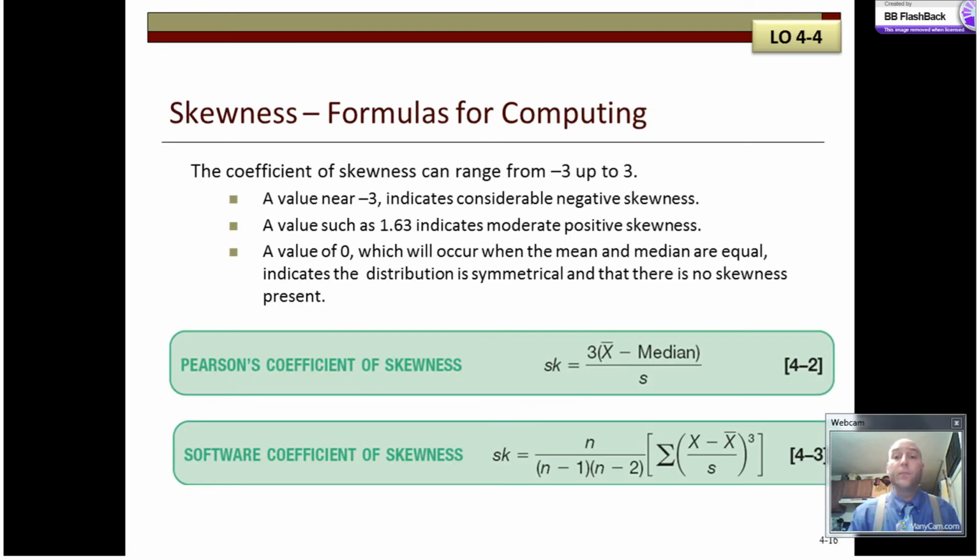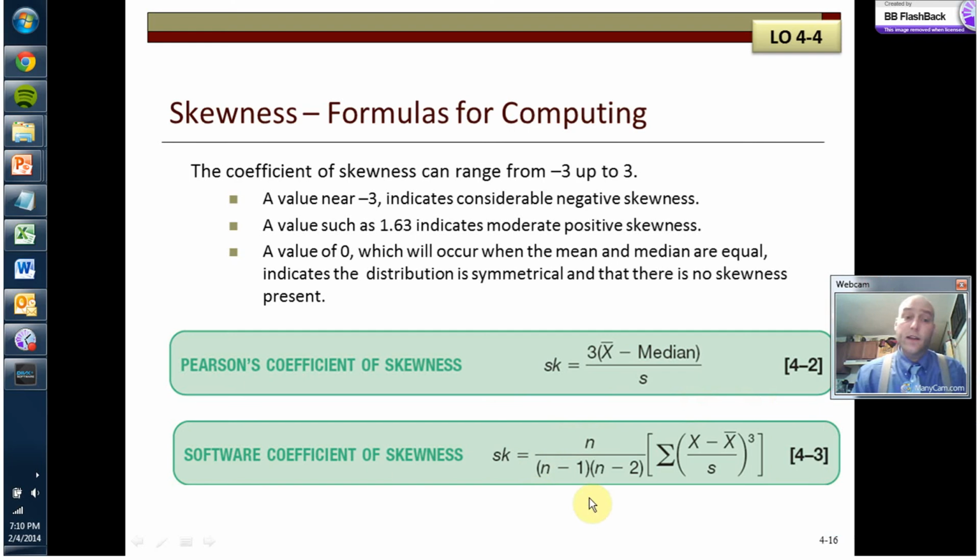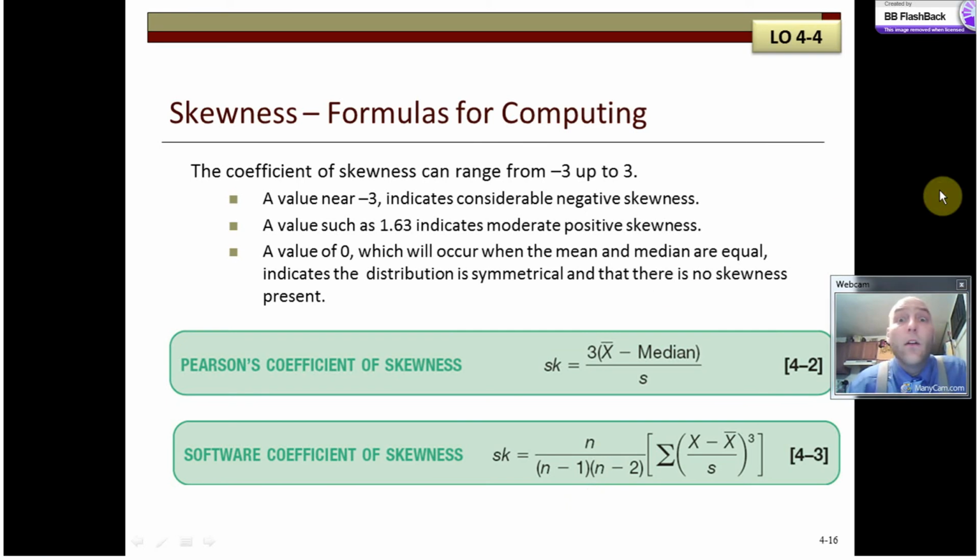Now, skewness describes shape, and we can have a couple of different formulas that calculate this. We have the classic Pearson's coefficient of skewness, which is just taking the mean minus the median, multiplying by 3, and dividing by the sample standard deviation. Or we have this one down here, which your textbook calls the software coefficient of skewness. My function for the software coefficient of skewness is going to Excel, saying equals SKEW, and then putting an array within that function. That's my software version. I still find some practical utility in Pearson's coefficient of skewness, and I'll demonstrate that in just a minute.